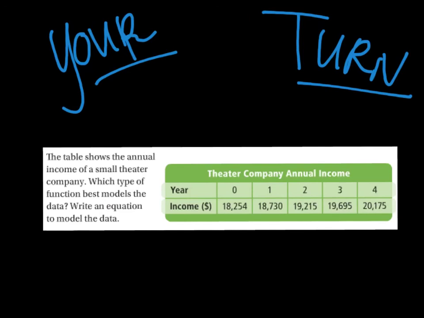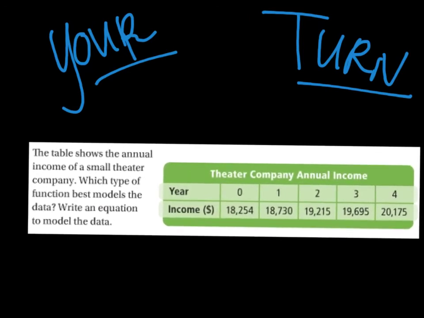It is your turn now. The table here shows the income of a theater company. Which type of function best describes or models the data? You have 3 options, and then whichever option you decide, write the equation for that. And I'm not going to give you the answer now. We will talk about it in class.